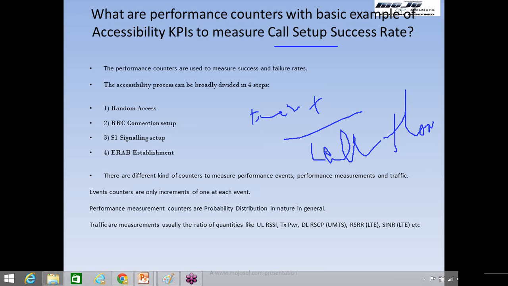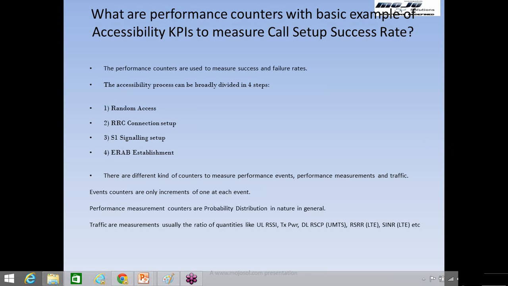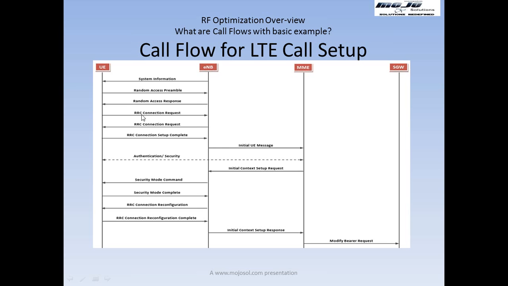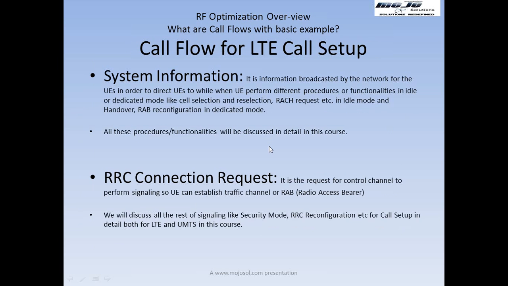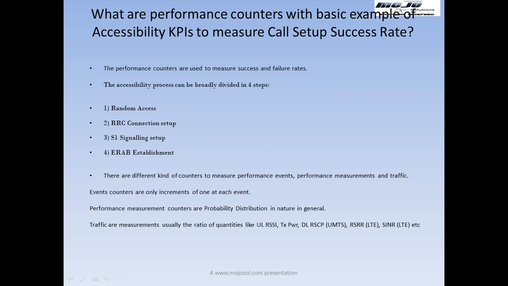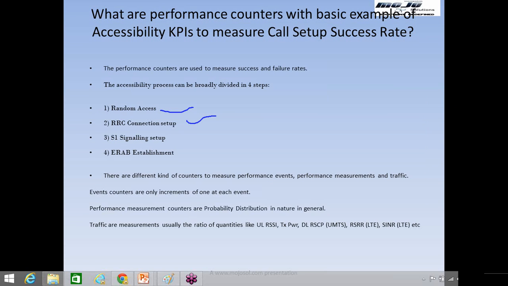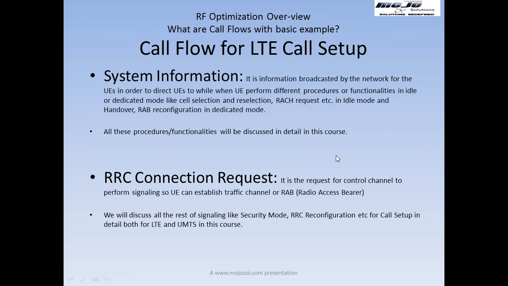So we went through the call flow, but we need to identify what the major components of this call flow are. If we see this diagram, the major components can be four: random access, RRC setup, S1 signaling setup, and E-RAB establishment. A few things are very obvious in that diagram. A few things we will understand later.